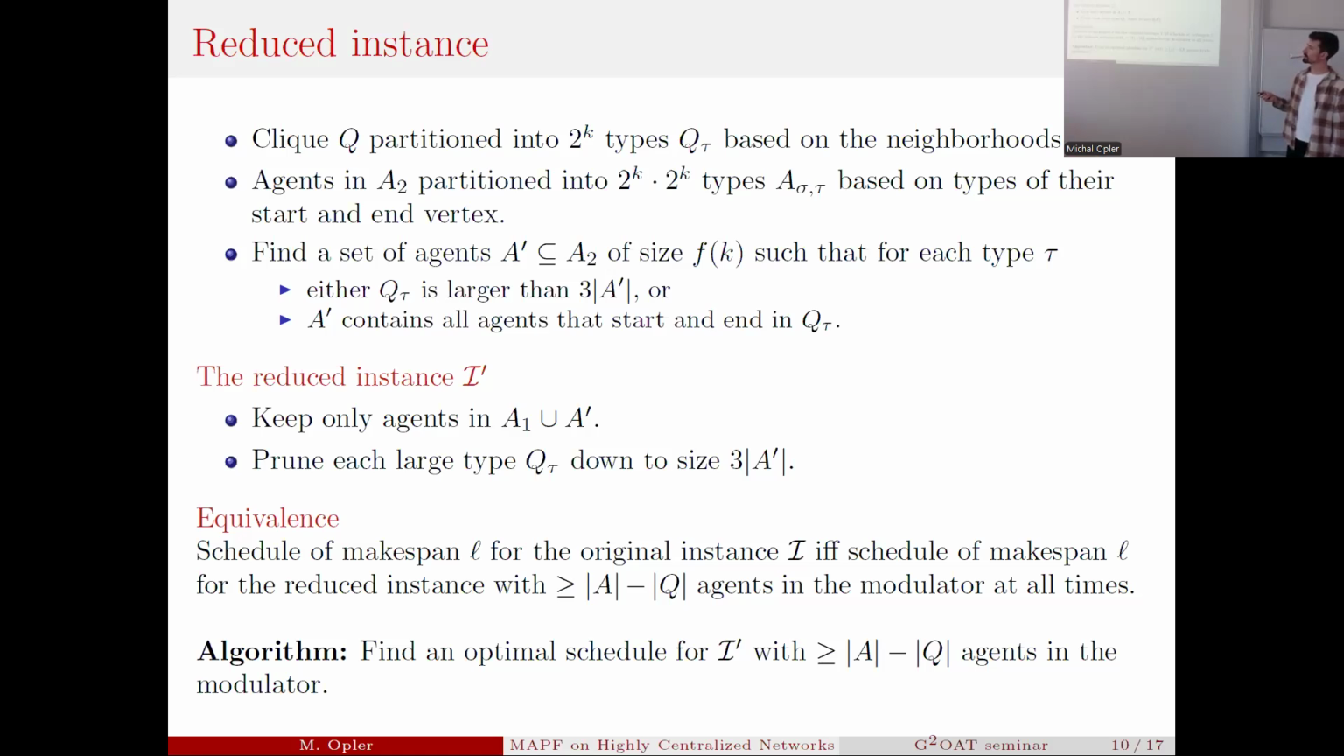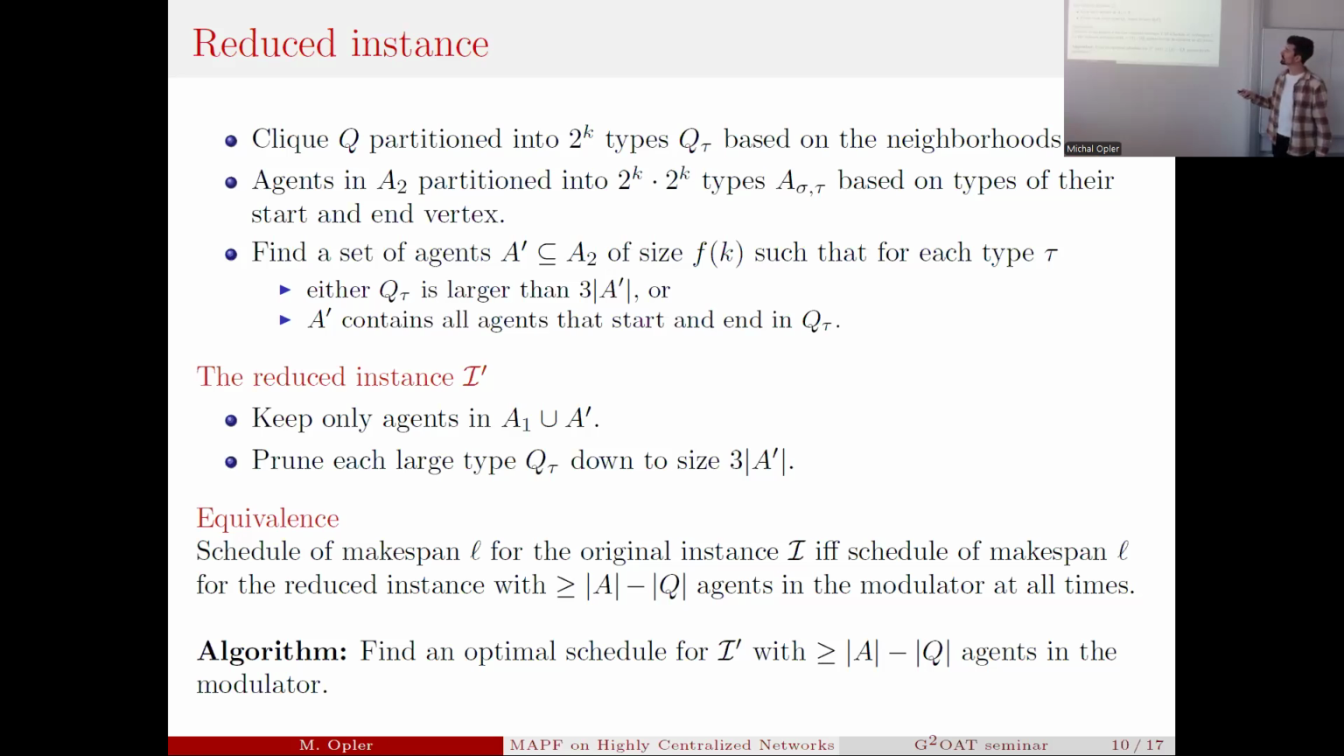And now the hard part is showing that the original instance has a schedule of makespan L if and only if this reduced instance also has a schedule of makespan L such that, moreover, it always contains at least this many agents in the modulator at all times. And the idea why we want this is because this is a necessary condition: in this reduced instance we are forgetting some agents, and we have to make sure that when we reconstruct the solution for the full instance, all the forgotten agents fit within the clique. And we will be distributing the other agents only within the clique.